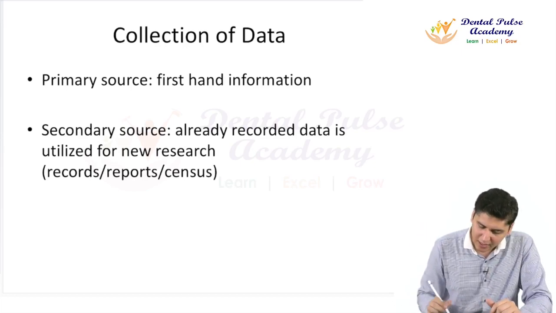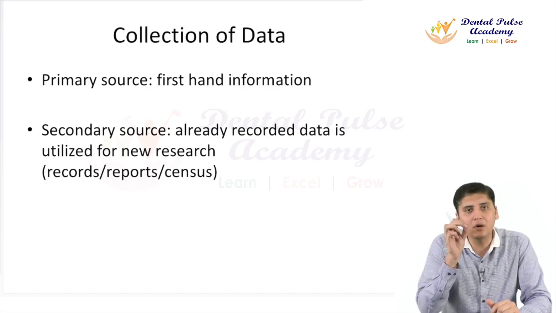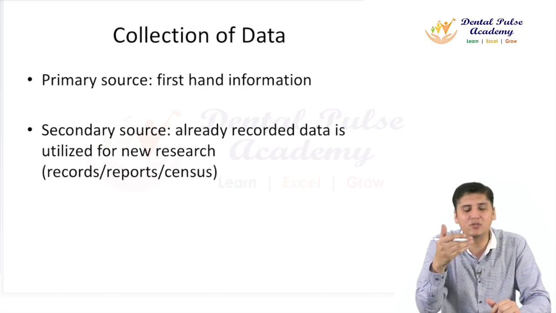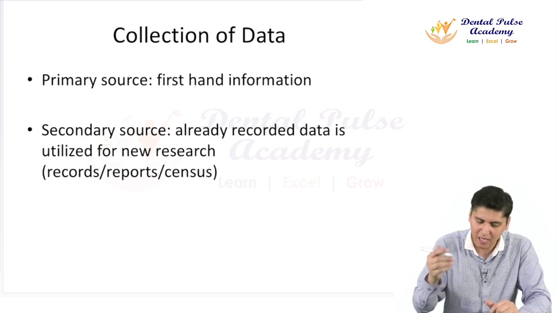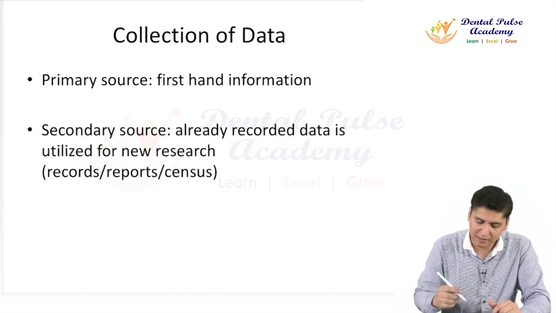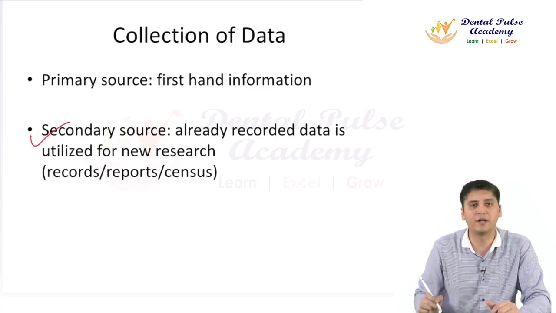And secondary source of data is utilizing already recorded data. That means if there is any report or any census or any record available on the internet or from any other online library, and I utilize it for a new purpose, a new objective, I cannot repeat the original purpose. If I utilize the existing data for a new purpose, that is called a secondary source of data.